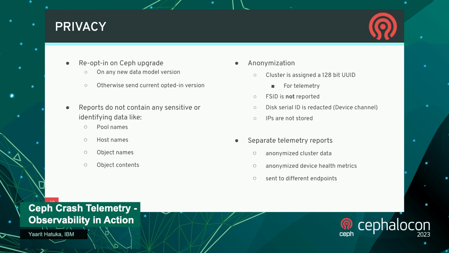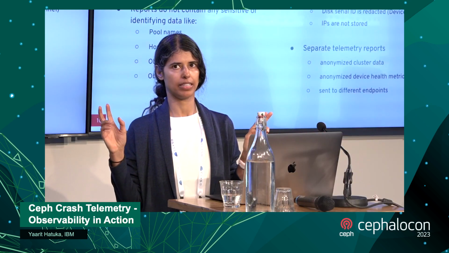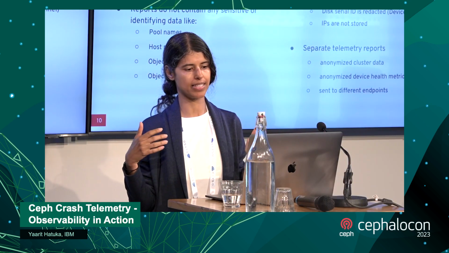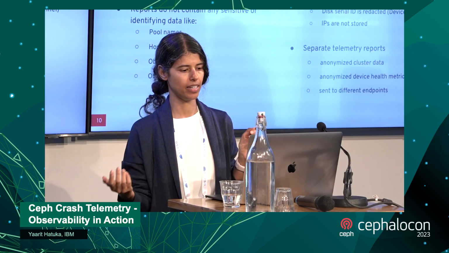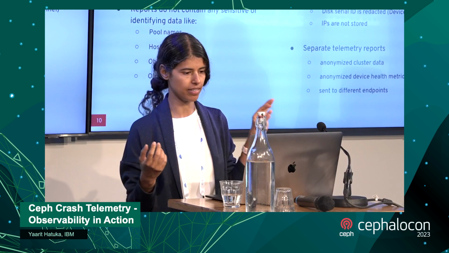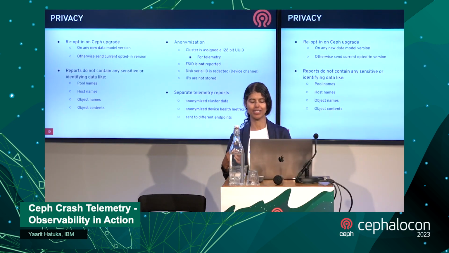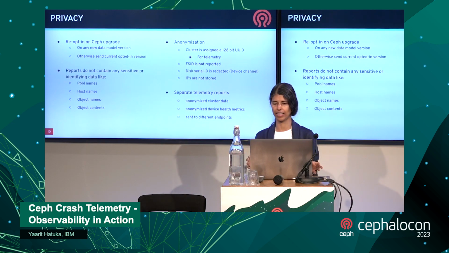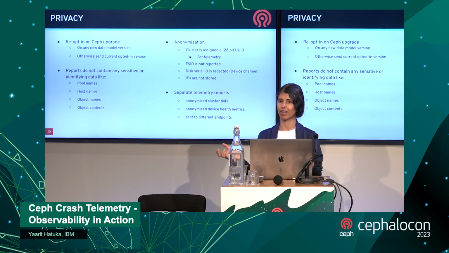The reports do not contain any sensitive or identifying data like pool names or host names and object names or contents. And the way that we identify the clusters is by assigning them a random UUID, so we can have time series data at the back end. But the FSID of the cluster is never reported, and we redact any serial IDs of the drives, and we never ever store IPs. And we also have separate telemetry reports, one with the anonymized cluster data and the other with the drive health metrics, and they're sent to different endpoints.